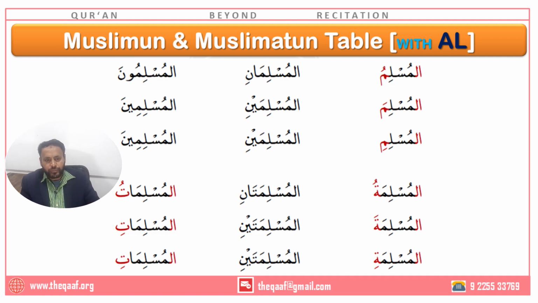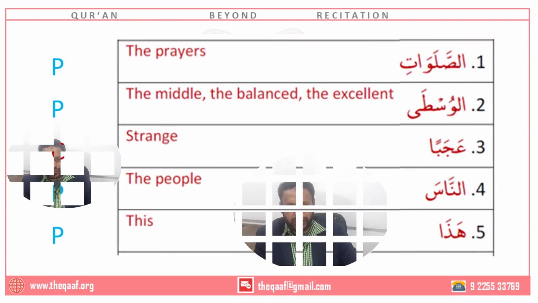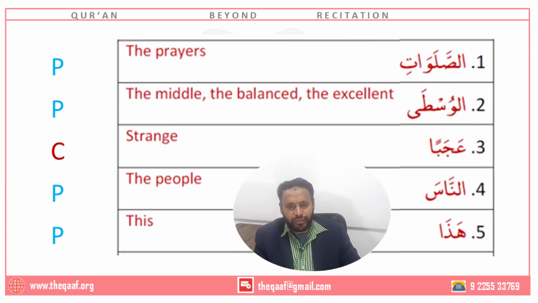Okay. With that, we can do a little bit of practice with the common and proper stuff. Here is the first word, as-salawati. As-salawati means the prayers. So is it common or proper? Well, you see the al there, so this has to be proper. Second word, al-wusta, which means the middle or the balanced. Again, al is there, it is proper.